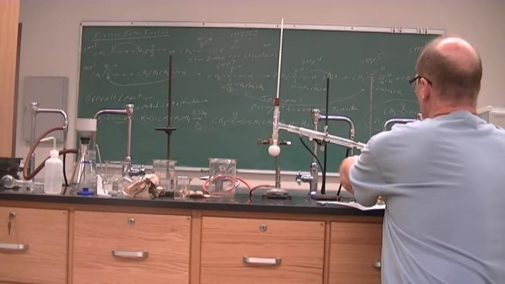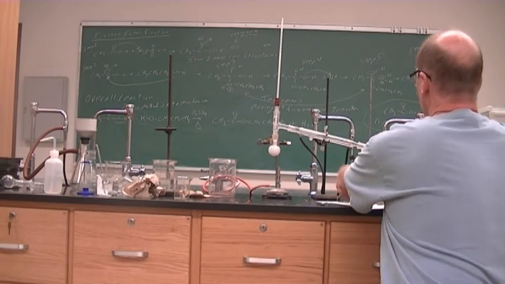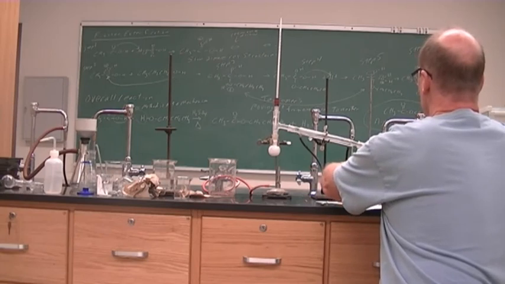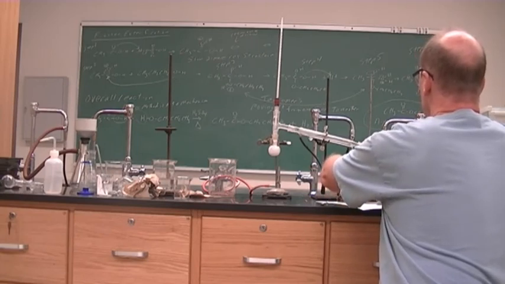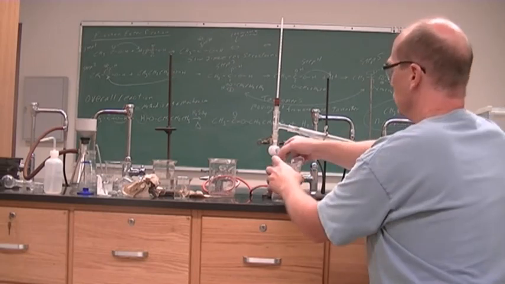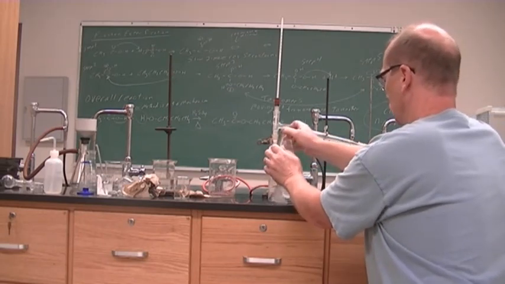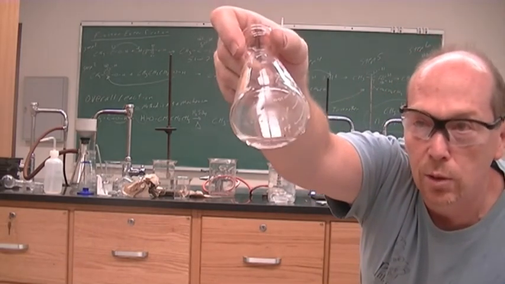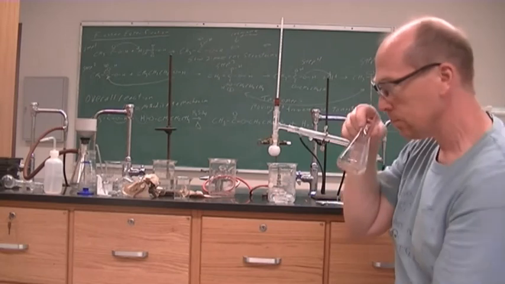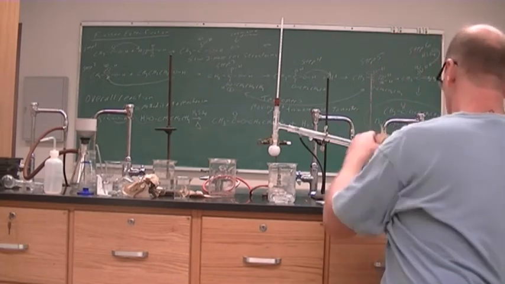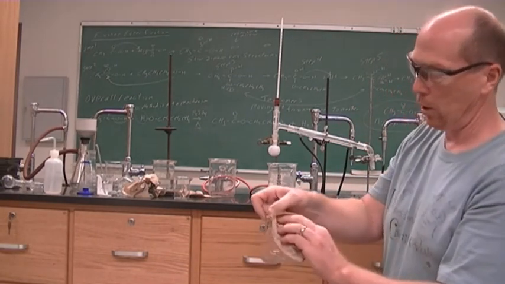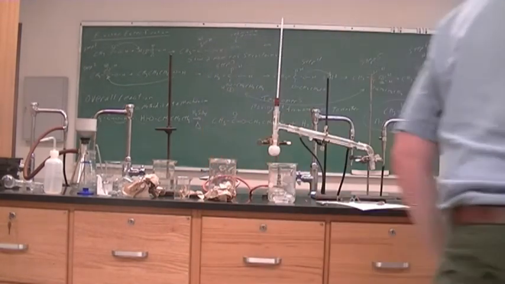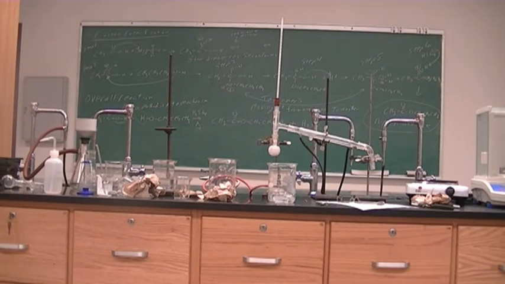Look at our product. Hopefully it's not too cloudy. All right, no, it's a nice clear, colorless liquid. That's exactly what our product is. It smells very nice. So the smell also tells me we definitely have our ester. All right, so now all we need is an actual yield.